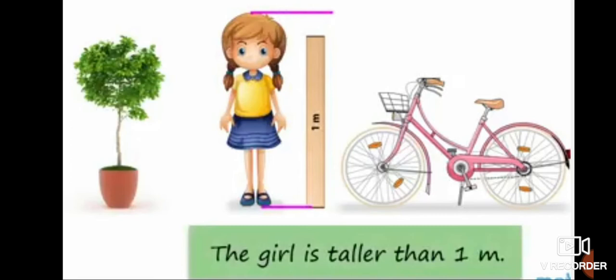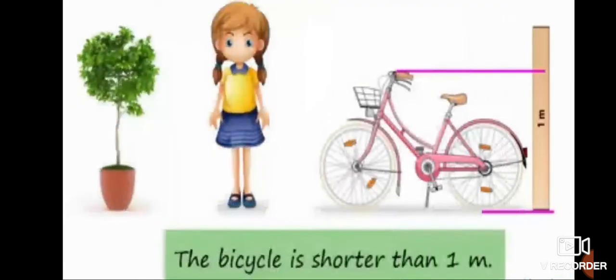Next, let's find out the length of the bicycle. If we measure the length of the bicycle using this 1 meter scale, please look at this picture, children. The bicycle is only this much of length. So the bicycle is shorter than 1 meter.